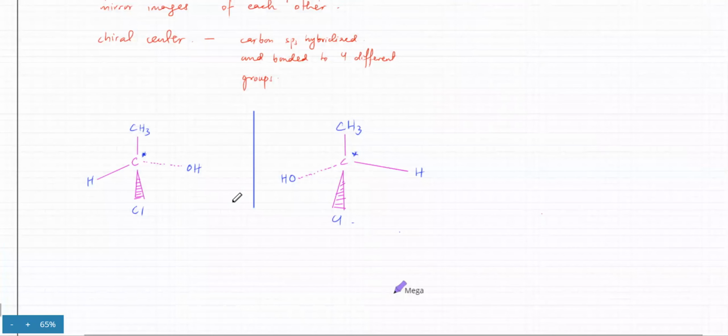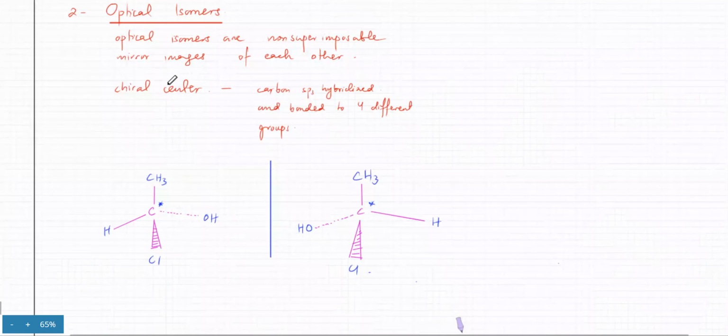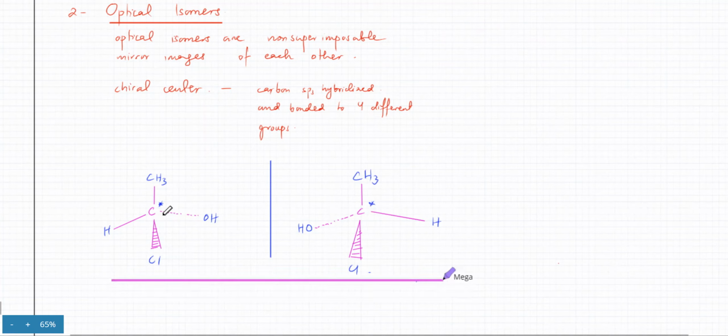Clear. So just for simplicity, what you need to know is that you're going to look for the chiral center. You're going to look for the carbon atom that's sp3 hybridized, making four single bonds, and it's bonded to four different groups. That's pretty much it. If you find this carbon atom, that means there would be two versions of that carbon atom, two mirror images. That carbon atom could exist in two different ways. These are called enantiomers, the optical isomers.